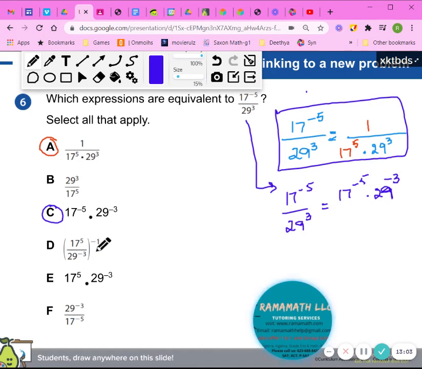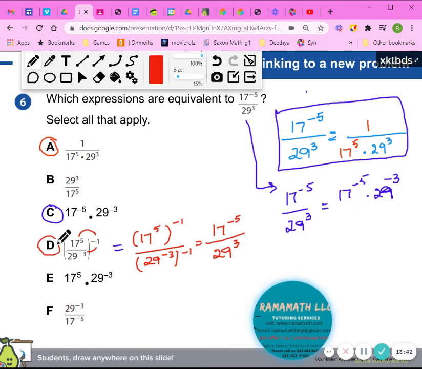Next one, let's look at it if I distribute this negative 1 to both of them and see what happens. I'm going to change the color again. If I distribute this negative 1, so 17 to the 5 to the negative 1, and then 29 to the negative 3 to the negative 1. Negative 1 times 5 is negative 5, and negative times negative is positive, so that's 29 to the power 3. It's the same thing again: 17 to the negative 5, 29 to that. So this could also be an answer.